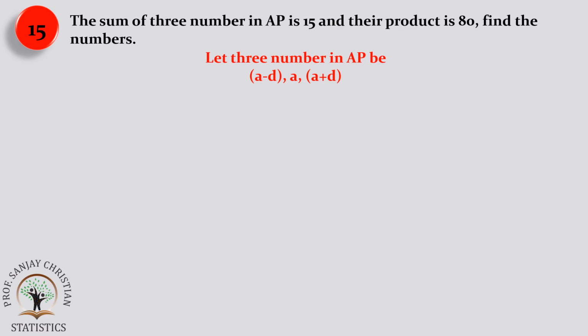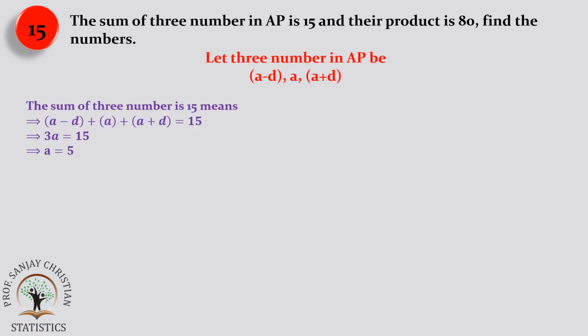Now it is written the sum of three numbers. Sum of how many numbers? Three numbers. Which are the three numbers? Obviously A minus D, A and A plus D. So we are going to add all these three numbers, and it is given that the sum of these three numbers is 15. So A minus D plus A plus A plus D equal to 15. This was already given in the question.